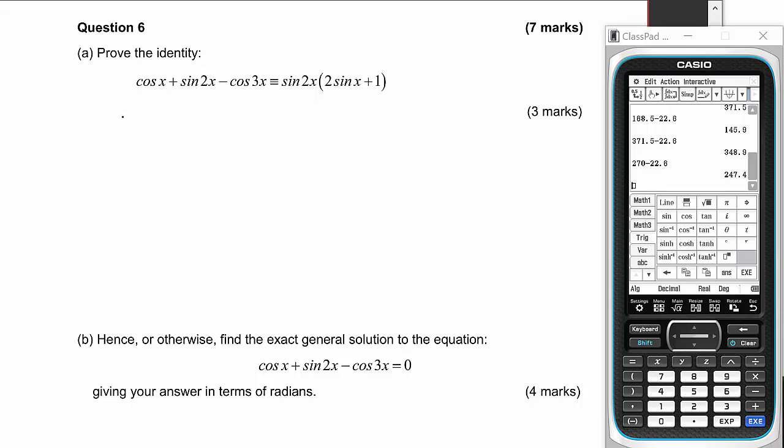We want to prove this identity. Now, let's rewrite the left-hand side to bring the two cosines together, because those are the bits that we can actually put together using one of our identities.